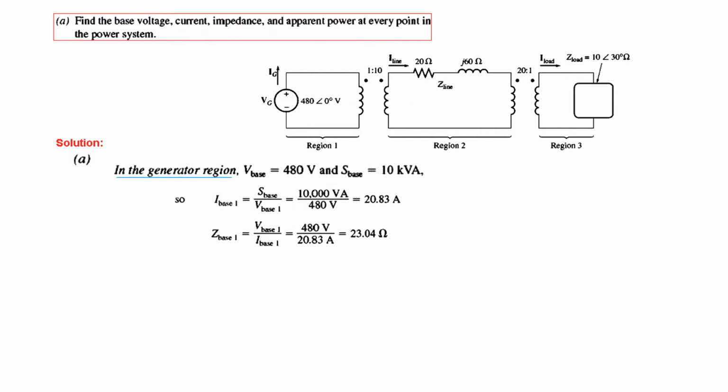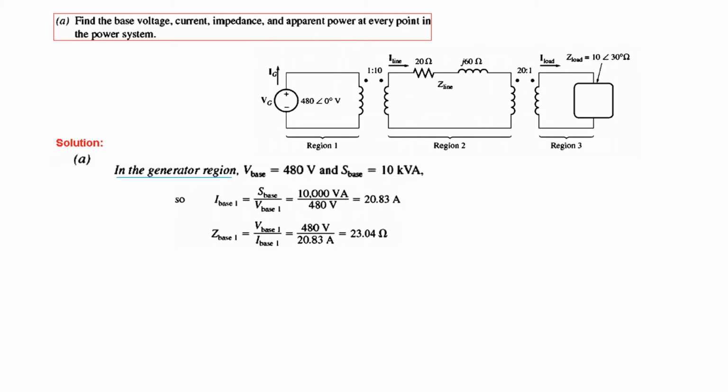So we can write that current, or I base 1, is the power base, S base divided by voltage base. So I base 1, we can find this and we can subsequently use this I base like it has been done here. To find Z base, we'll use the formula of V base 1 over I base. V base is 480, I base 1 we have calculated from here. So putting this, we find the Z base 1 for the generator region.